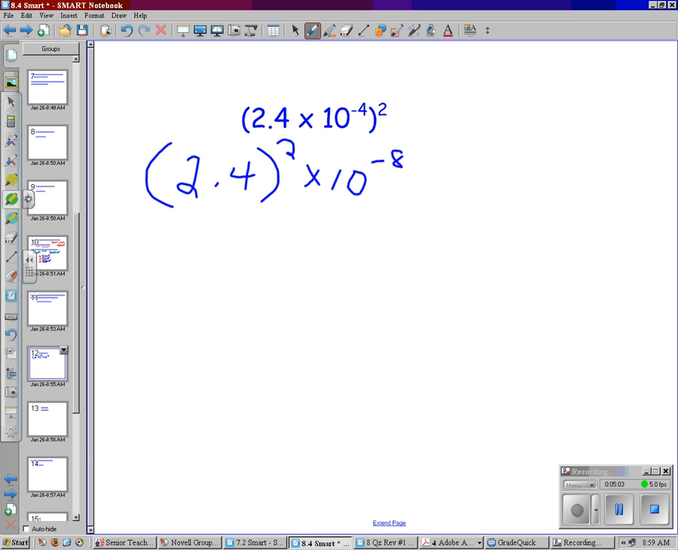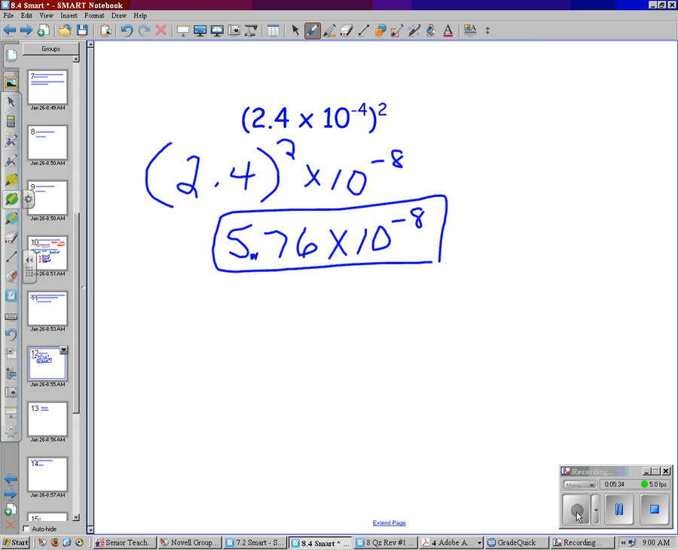Now, without the use of a calculator, very quickly come up with 2.4 squared, please. 5.76 times 10 to the negative 8 power. Ladies, gentlemen, is that in scientific notation? Yes. Then we are done. Remember we talked about the other day, if it's not scientific notation, we're going to have to put it there. Perhaps the next one we can do that way. So, if it's already in scientific notation, you're done.